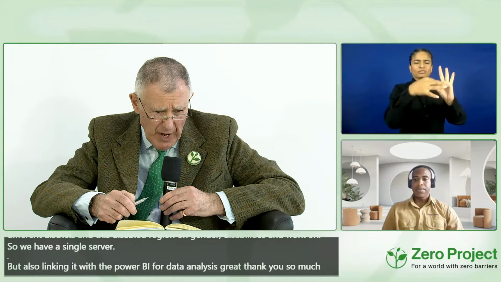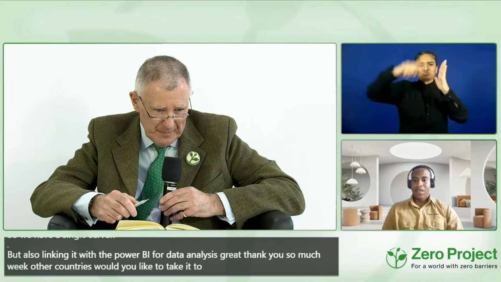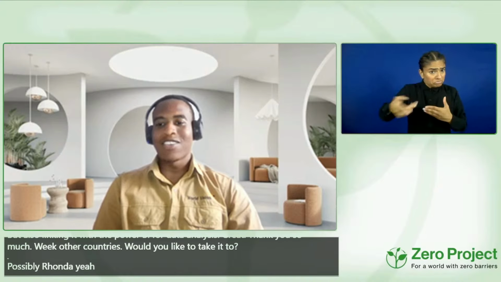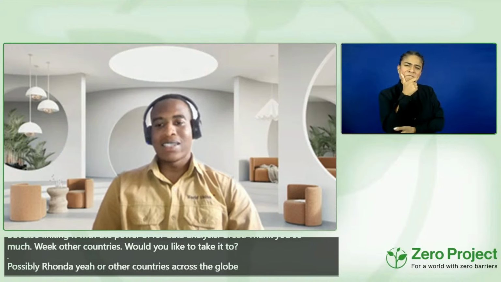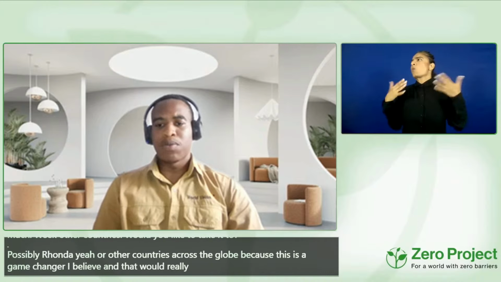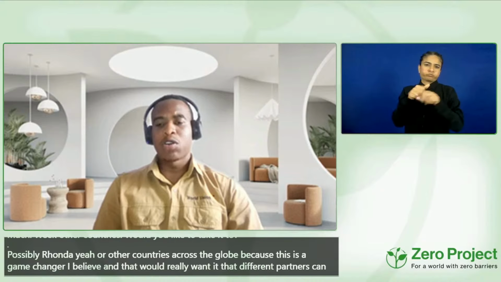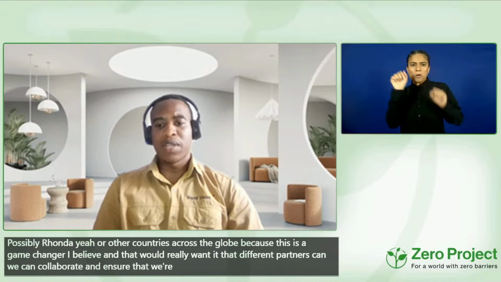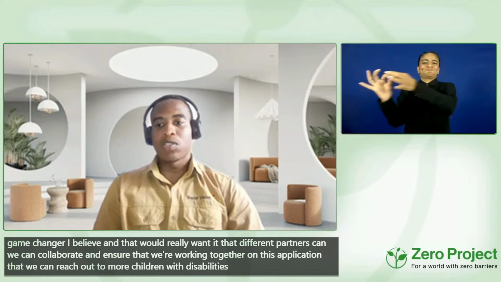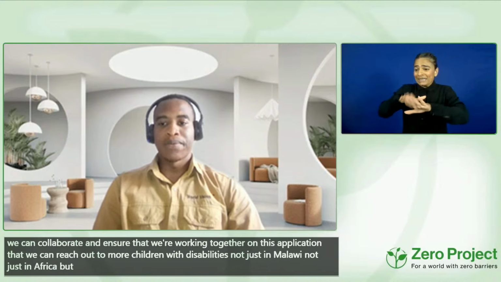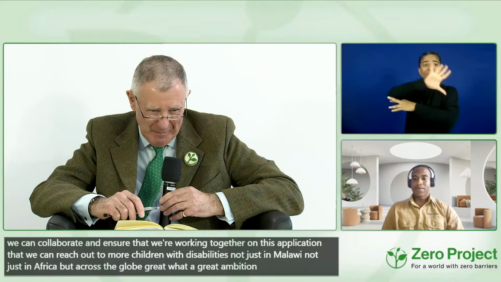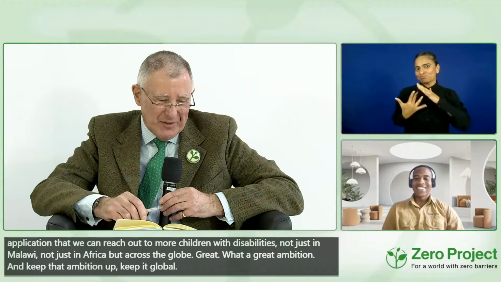Which other countries would you like to take it to? Possibly Rwanda, and other countries across the globe, because this is a game changer, I believe. And I would really want different partners to collaborate and ensure that we're working together on this application so that we can reach out to more children with disabilities, not just in Malawi, not just in Africa, but across the globe. Great, what a great ambition, and keep that ambition up. Keep it global. Charles, thank you very much.